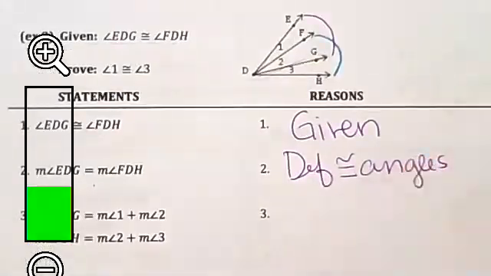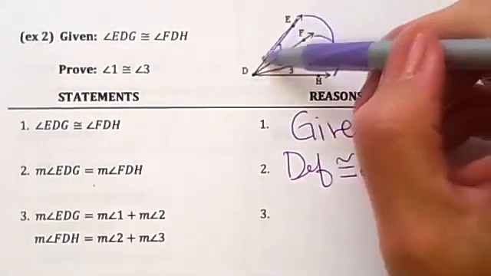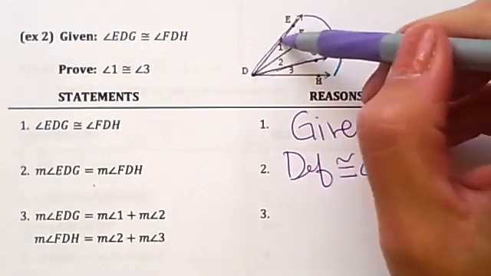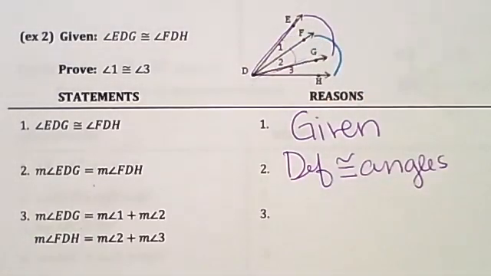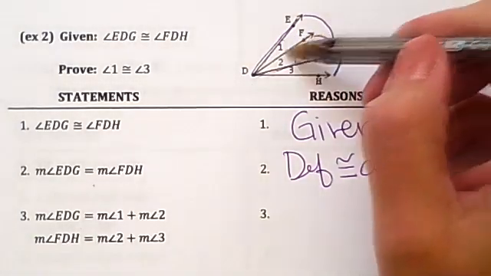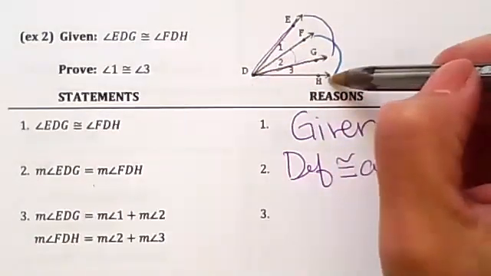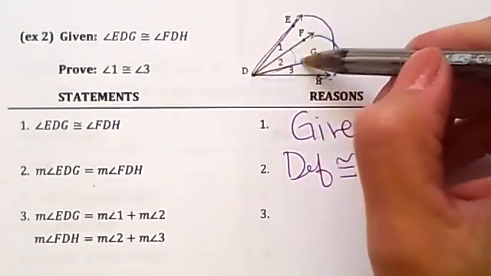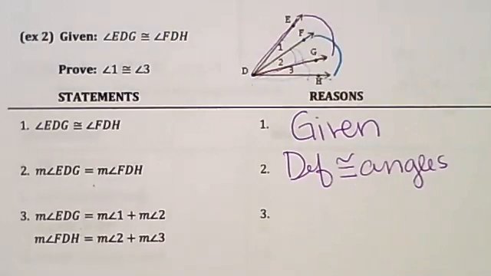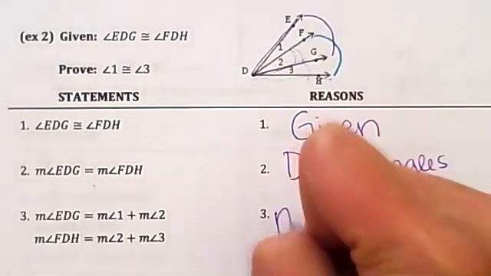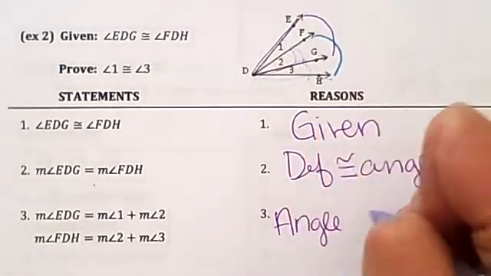So it said EDG, the purple one, is equal to 1 plus 2. And then FDH, the blue one, is equal to 2 plus 3. So that would be angle addition. Small angle plus small angle equals big angle. So just like segment addition, we have angle addition postulate.